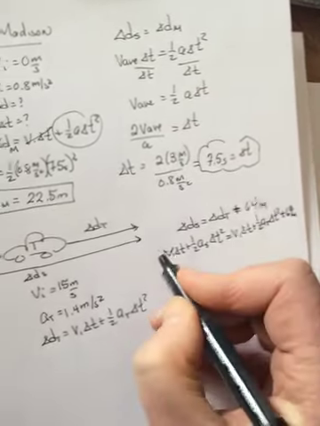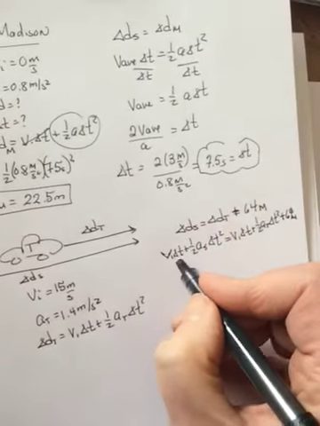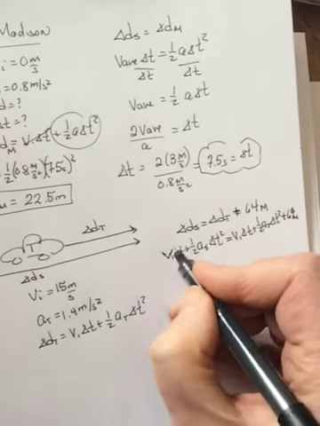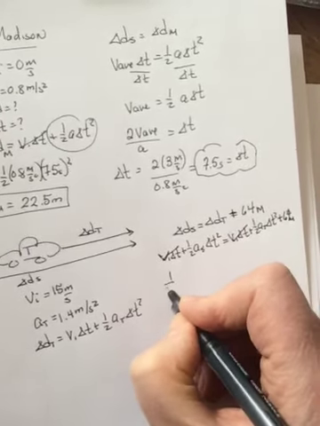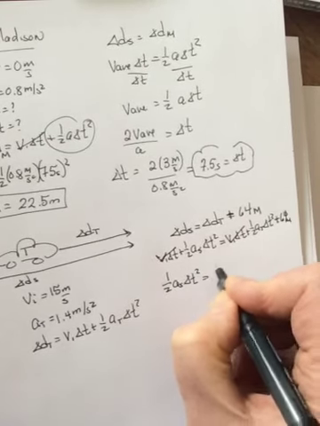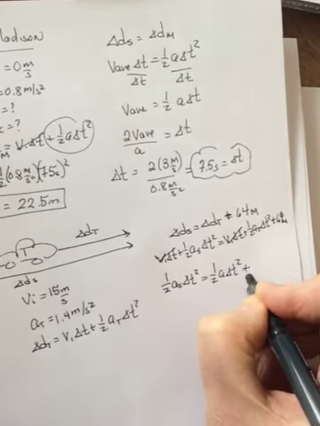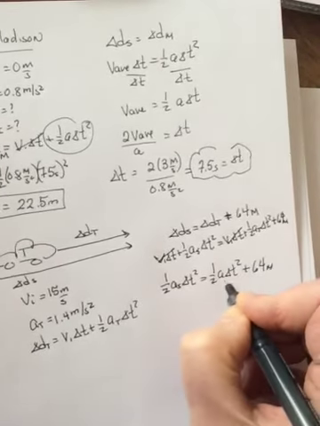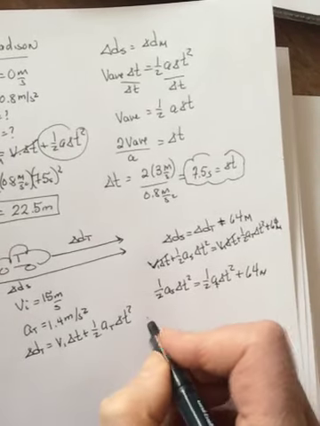Now this might look messy, but check out the VI's. They're the same, which means these two VI delta T terms, one on either side, are going to cancel each other out. So really we're going to be left with 1/2 A of the student delta T squared equals 1/2 A of the teacher delta T squared plus 64 meters. That is more manageable. You're solving for T, it's the only thing you don't know, so bring this over to the other side.